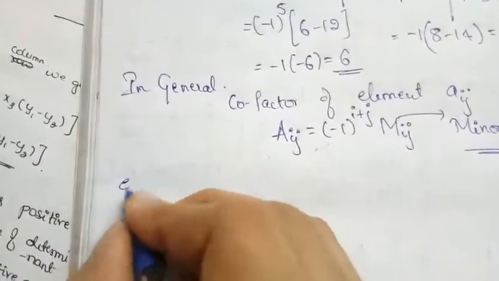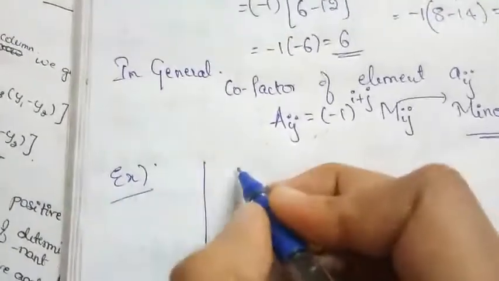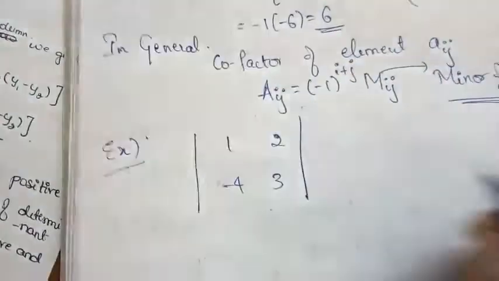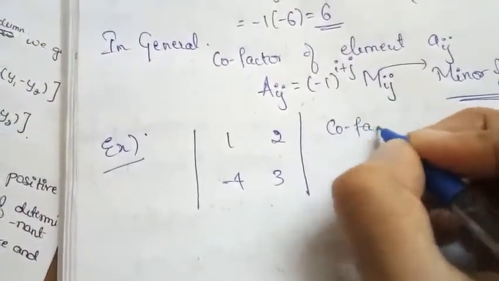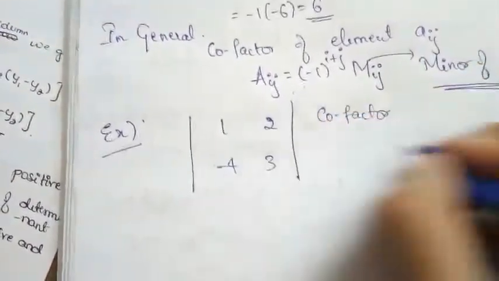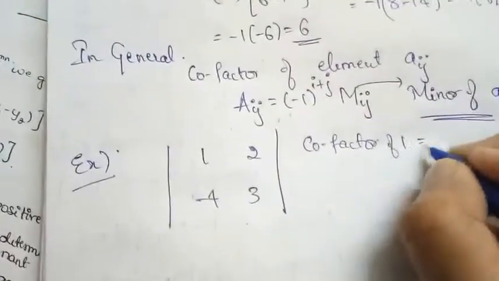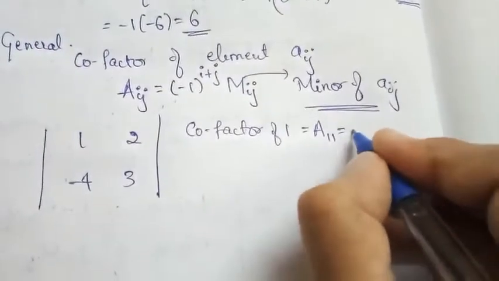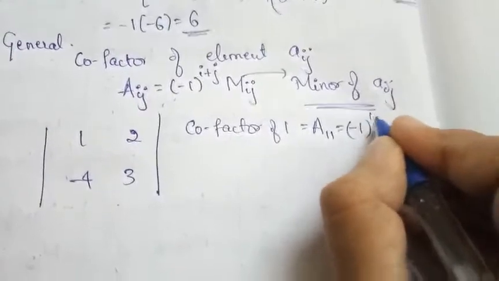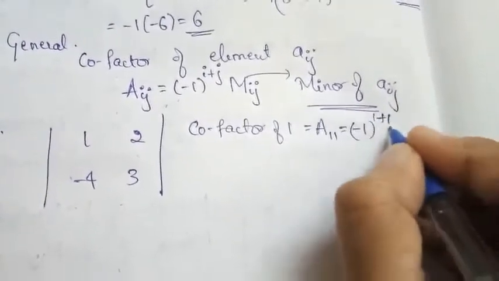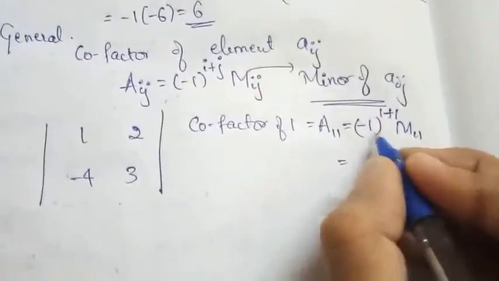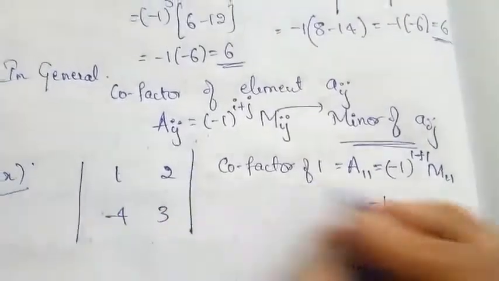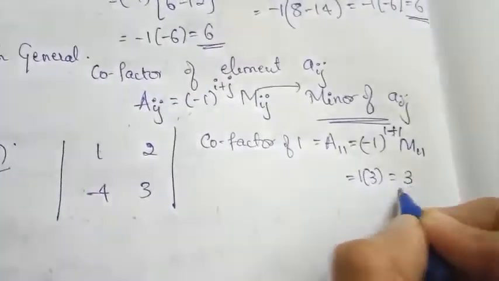You can take the previous example itself which I have done, that is nothing but 1, 2, minus 4, 3. Now you need to find the cofactors of each and every element of this determinant. So cofactor of 1. Cofactor of 1 means, what is the position of 1? It is lying in the first row, first column. So how are we going to write it? Minus 1 to the power 1 plus 1 into M11. Minus 1 to the power 1 plus 1, it is 2, it becomes positive 1. What is M11? Deleting the row and column containing 1, it is 3. So A11 is 3.